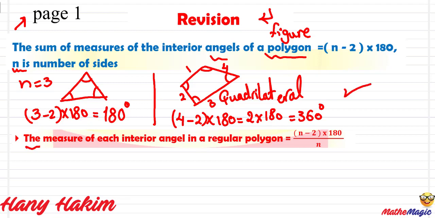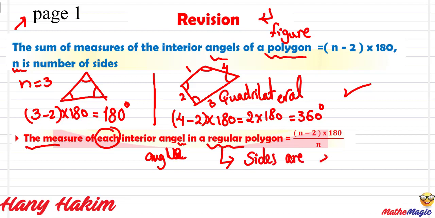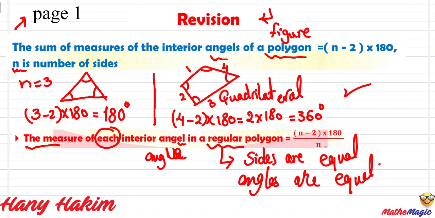The second point, the measure of each one of the interior angles. Please correct that word. The angle in a regular polygon. Regular means the sides are equal and the angles are equal. That means the regular polygon, this is the figure, has sides equal and the angles are equal.